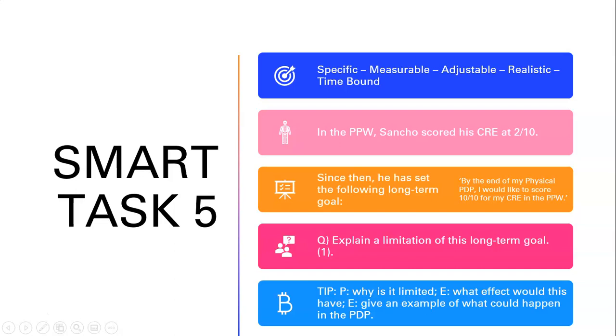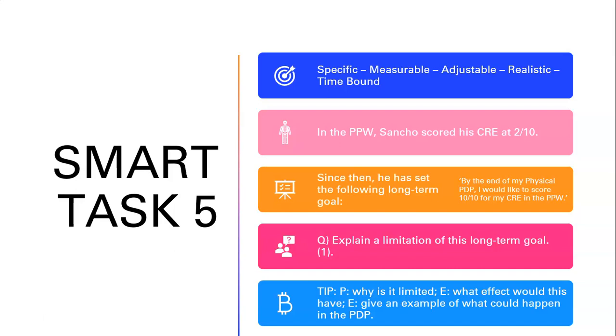So as we've seen in the video, SMART stands for the following: specific, measurable, adjustable, realistic and time-bound. In the PPW, Sancho, as we've seen, has scored himself a low 2 of 10 for CRE. Having done this, he has used this data collection result to set the following long-term goal. That is that he would like to achieve 10 out of 10 for his CRE levels in the PPW at the end of his physical PDP.